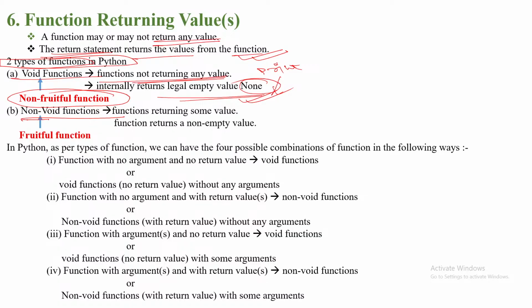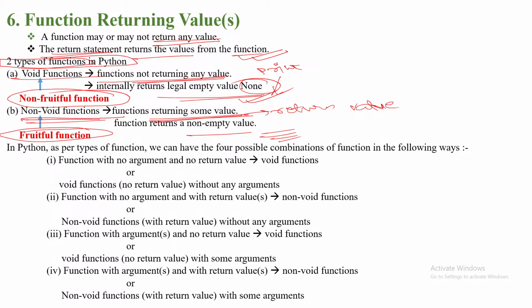Now non-void functions. Non-void functions are functions returning some value. They return a non-empty value, which means you definitely generate some values, right? So that is why it is called a fruitful function. It is called fruitful functions.